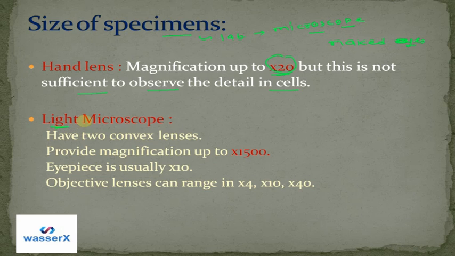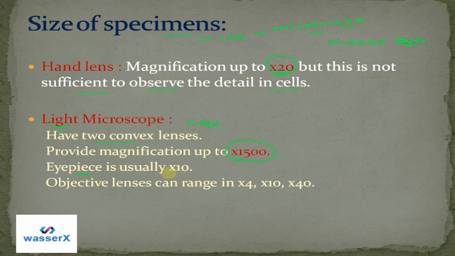If we use a light microscope, what will be its configuration? It will have two convex lenses and it can provide magnification up to 1500 times. Imagine 20 times and 1500 times. So we always choose the light microscope to observe our cells.